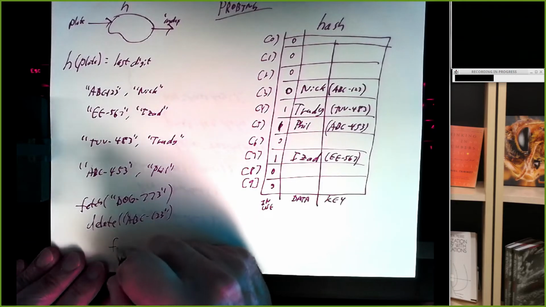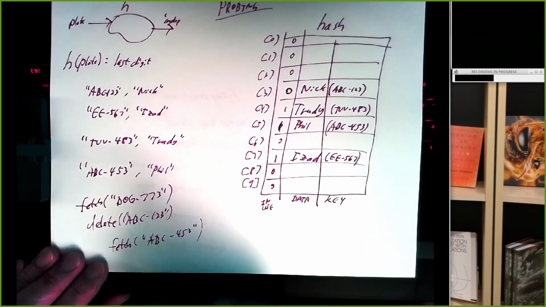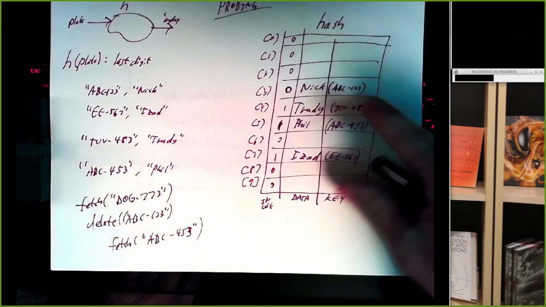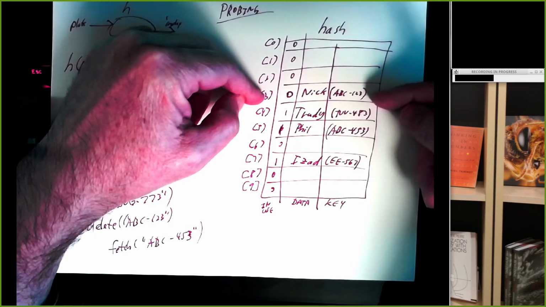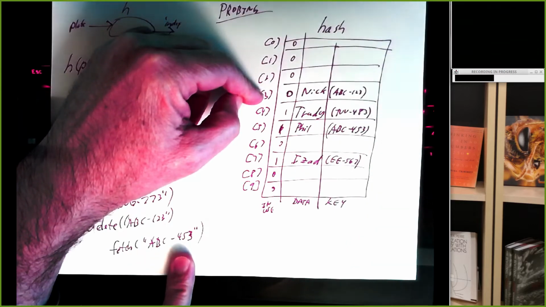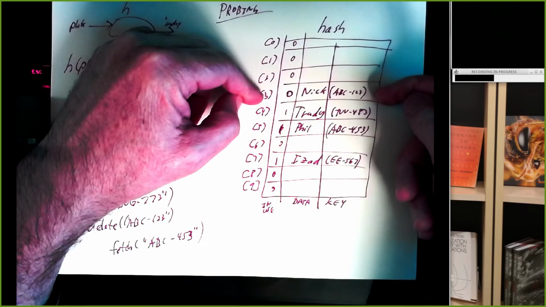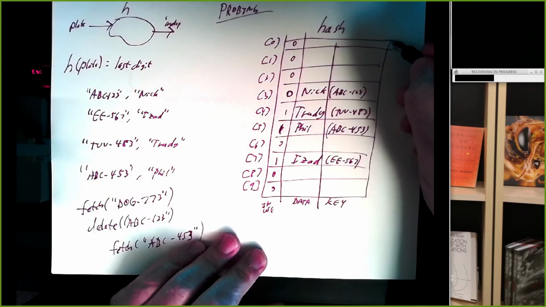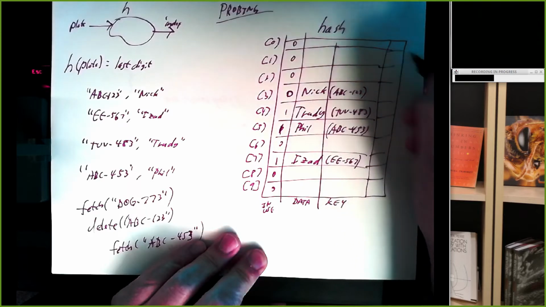But now if I say something like fetch ABC 453, what does my code do? It takes the 3, goes to index 3, looks in there, and says, hey, this spot's not in use. Well, if I don't do something more clever, it's going to say, sorry, this is not found in the database. So I need to know that this spot is not in use, but it was in use before, and it might have caused a collision. And so I need yet another flag which I'm going to call deleted.